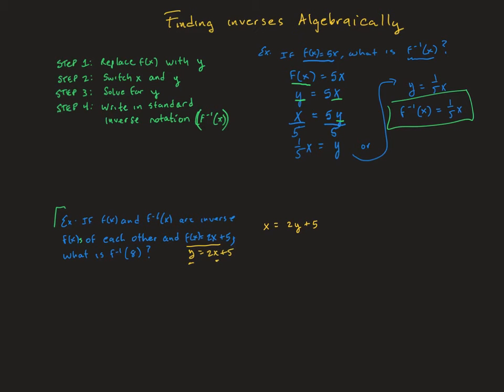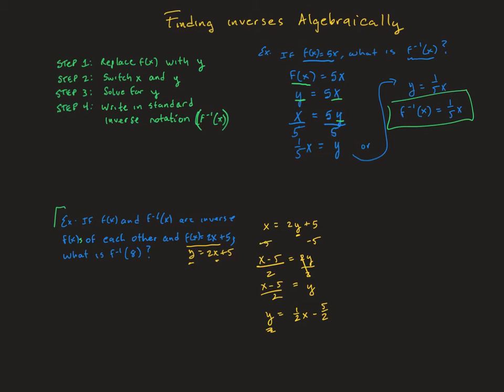Then solve for y, so I need to isolate my y. I'm going to subtract 5 from both sides, and that is going to equal 2y, and that is x minus 5. Then I'm going to divide by the coefficient, and y is going to be equal to x minus 5 over 2, or y is equal to 1/2 x minus 5 halves. I just converted that into simplified fractions.